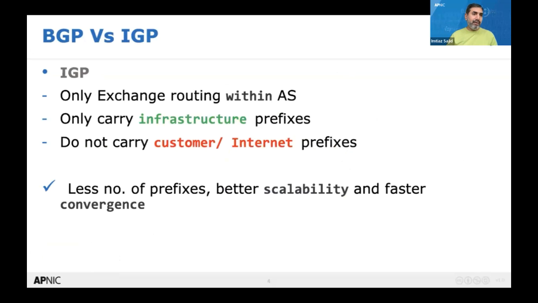We have another protocol, which is IGP, and we need to understand why we use IGP and why we use BGP. If we see the difference between them, IGP is only used to exchange routing information within an autonomous system number, and we should use it only to carry the infrastructure prefixes. We should not carry the customer or internet routes in IGP, because the idea is to have fewer prefixes and achieve better scalability and faster convergence in the case of IGP.